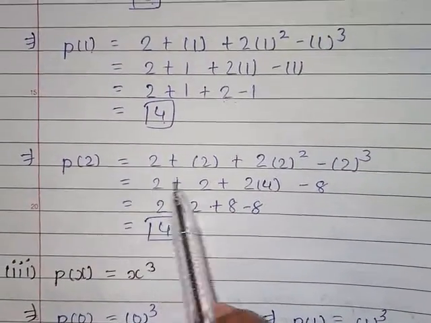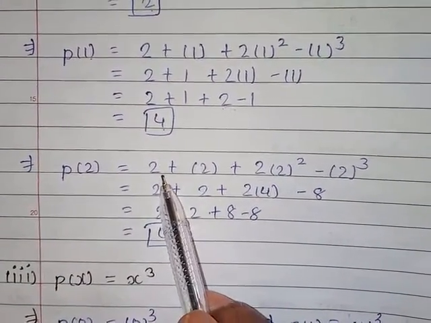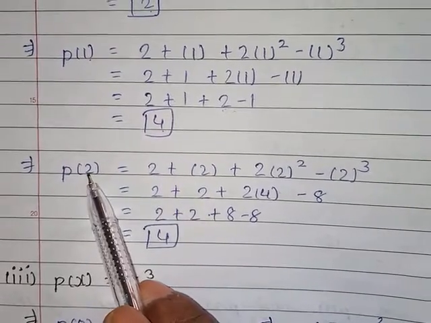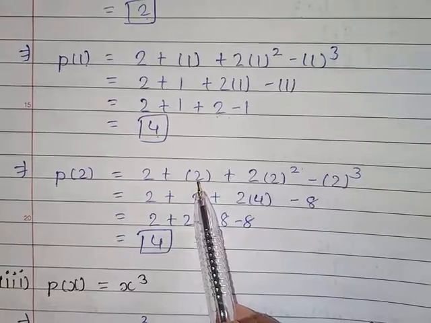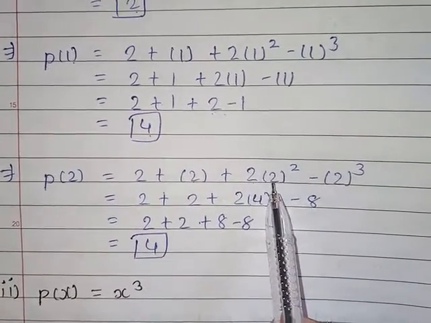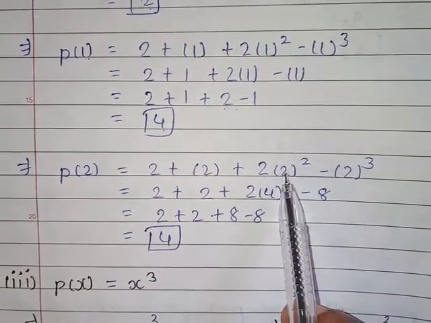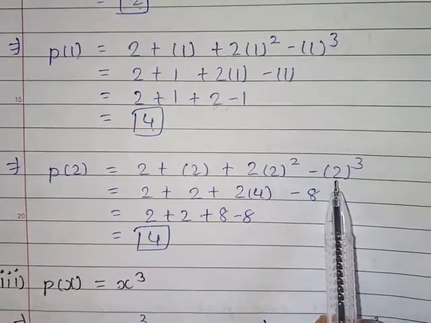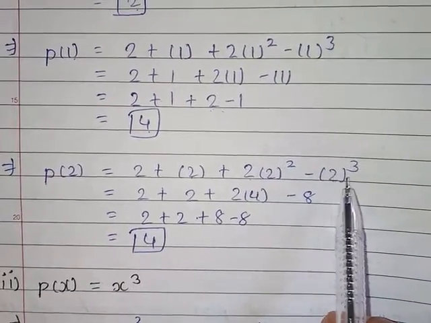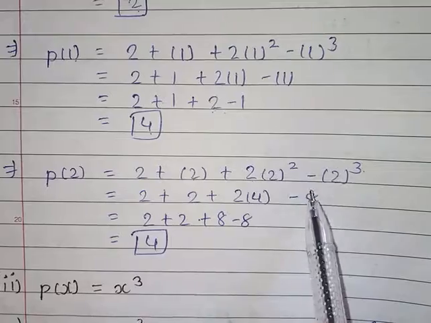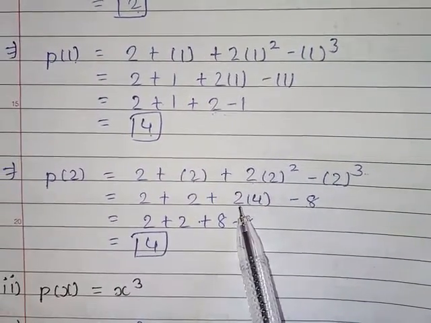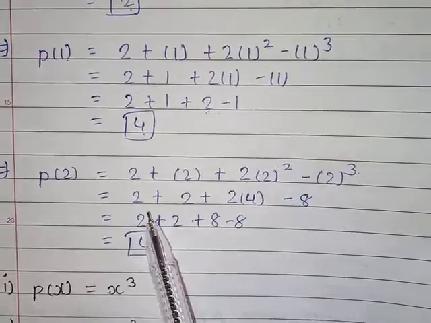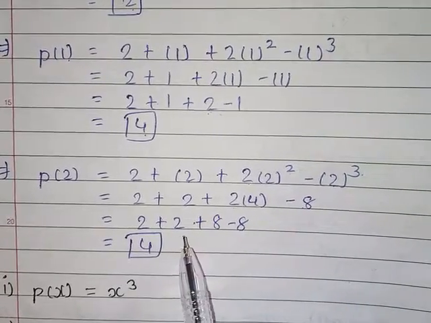Now p of 2. So what you have to do? You have to place 2 in place of t. Is it? So 2 in place of t is 2 plus 2 in place of t square, 2 square. And in place of t cube, you have to write 2 cube. What is 2 cube? 8. What is 2 square? 4. 2 2s are 4. Is it? So 4. It is 2. If you simplify this, what do you get?